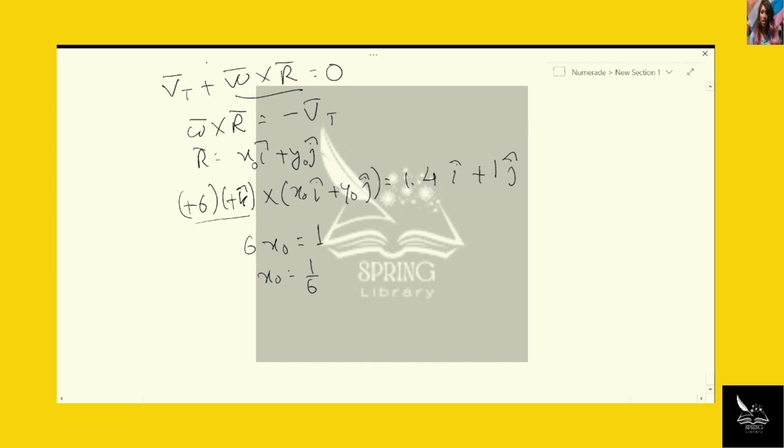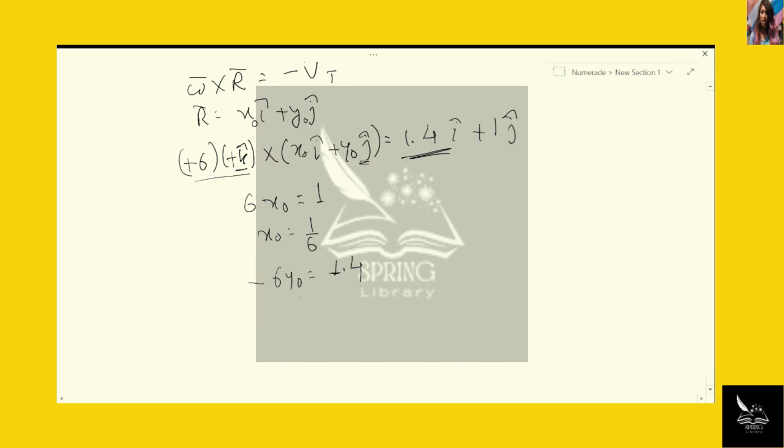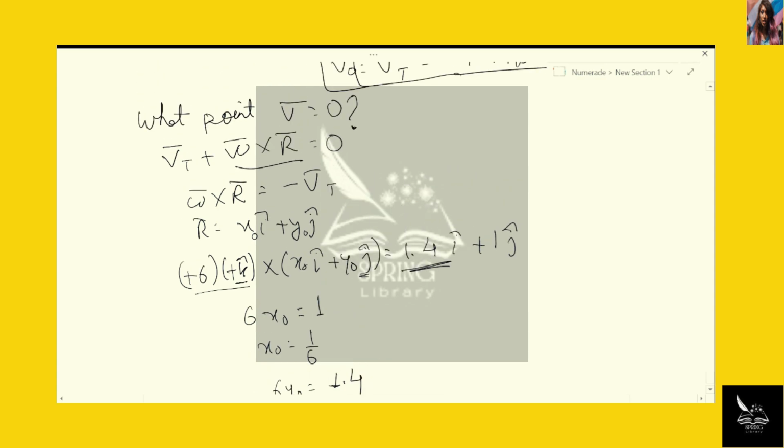Similarly, if we look at the second component, k cross j is minus i. So minus 6 y naught is the x component, because k cross j is minus i, and this will be just 1.4, the i component on this side. So y naught will be minus 1.4 divided by 6. What are the units of these numbers? This is in meters per second. This is in meters per second.